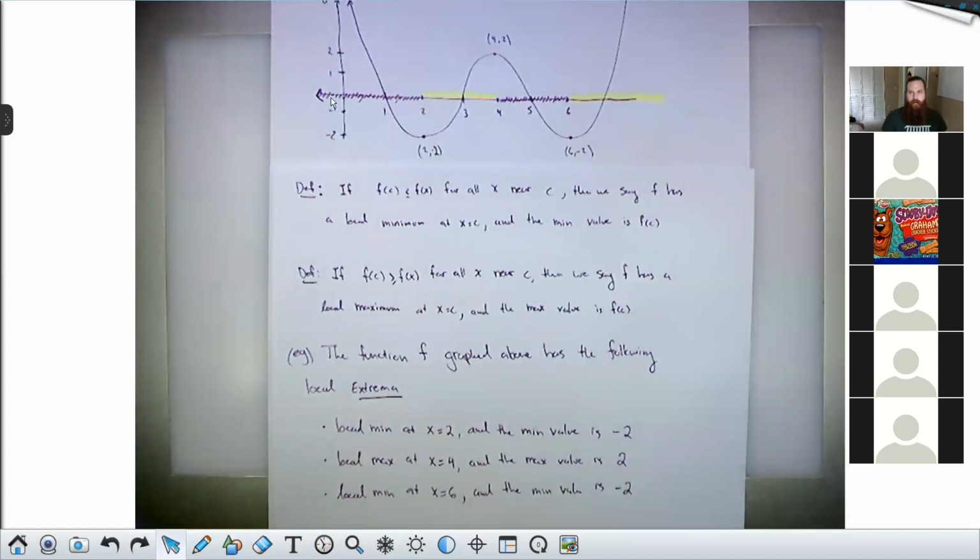Now there is such a thing as an absolute max and an absolute min, rather than a local max or a local min. This function has no absolute max because it continues going up and up and up forever on both sides. But it does have an absolute min. The absolute min is -2, and it occurs twice, once at 6 and once at 2.